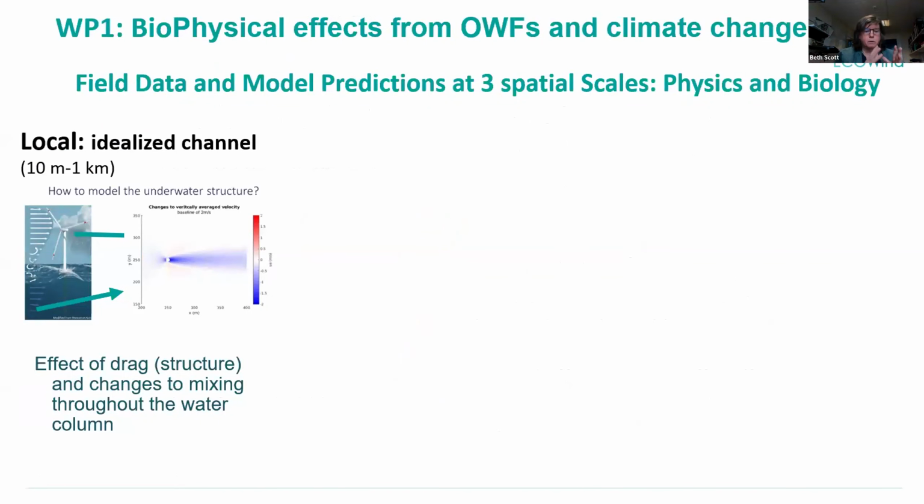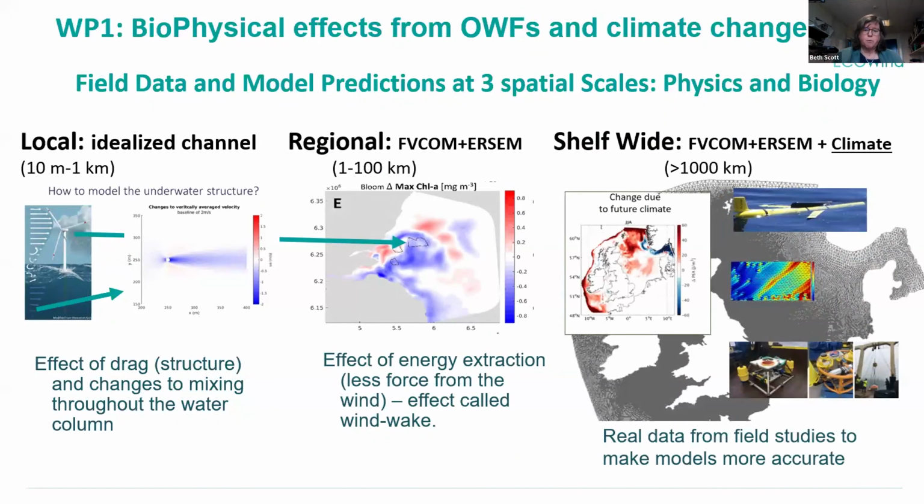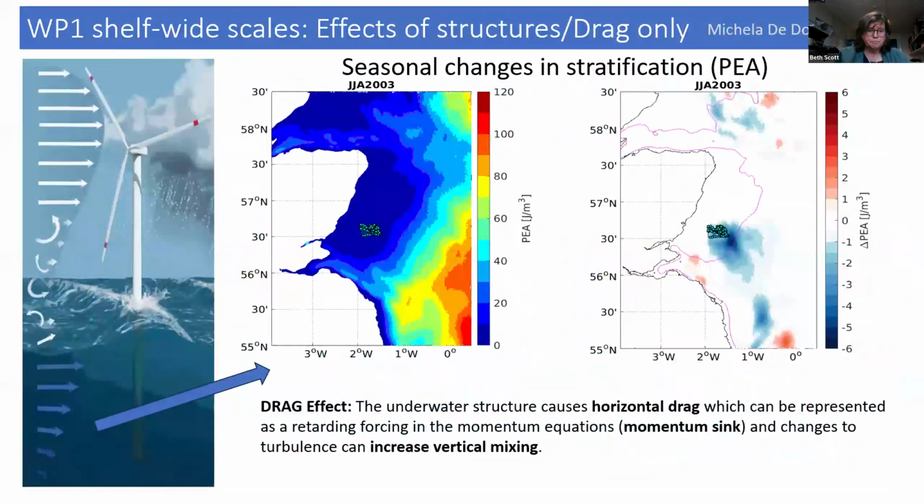And so very much as Eileen shows, we've got 3 different types of models. So we are modeling and collecting in the field, and I'll show you in a second, all of this data. So at this fine scale, we're looking at the drag underneath, what's happening to the structure and how the mixing is changing. At the regional scale, what we're looking at is the wind wake effect that Eileen just talked about, the extracting of the energy. And then what we're doing there is we're combining 3D oceanographic models here called FVCOM, plus a biological one called URSAM. And then on the shelf-wide ones, we'll use those same models, but we'll use them at whole shelf-wide scales, and we'll then bring in our climate estimates for business as usual.